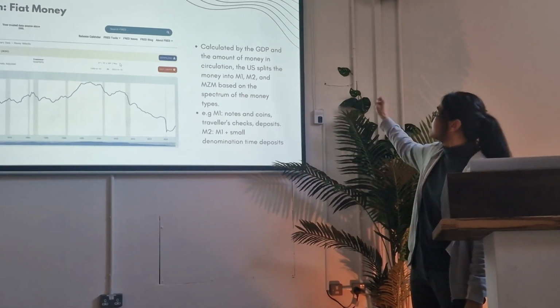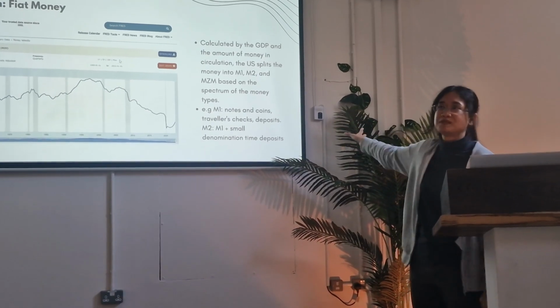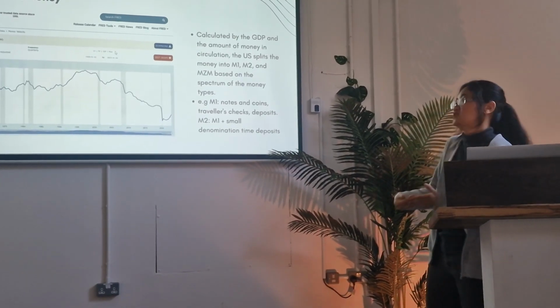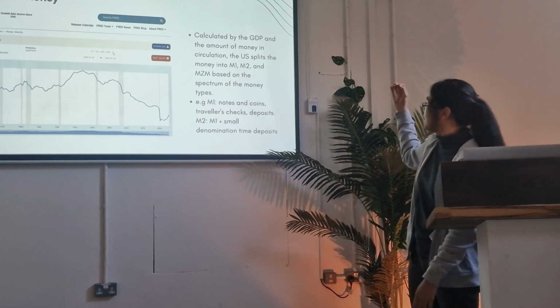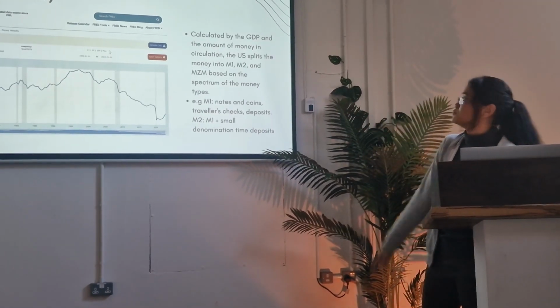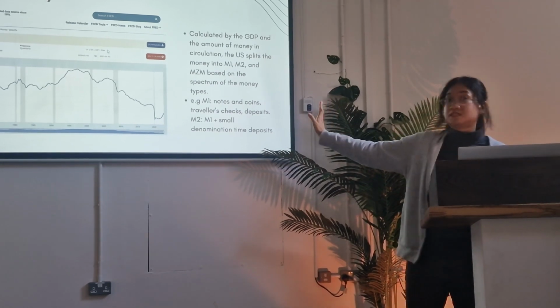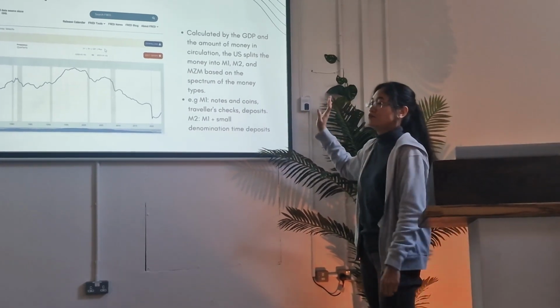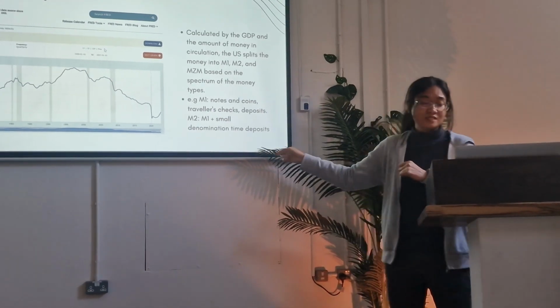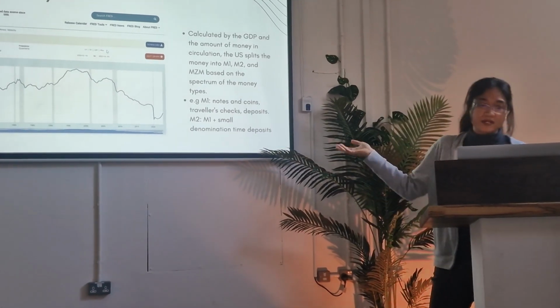For example, the M1, M2, and MZM, they're basically just categories of USD. Say M1 is notes and coins, M2 is M1 plus some small denomination. They publish this data, so it's very easy if you want to study economics and get the velocity data for the fiat money, say the USD.